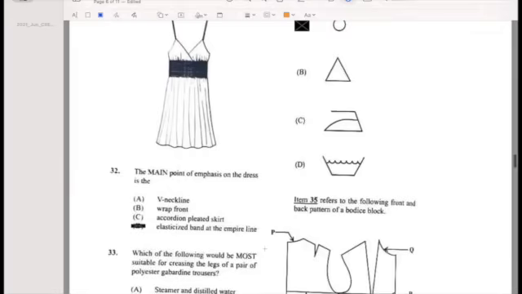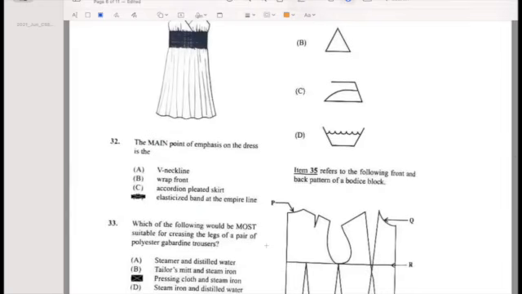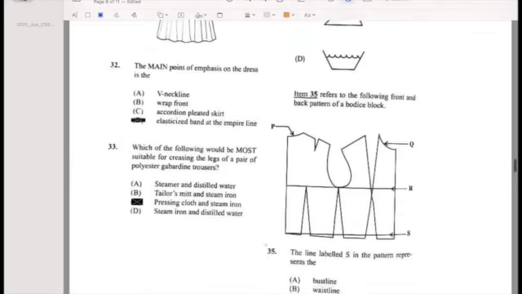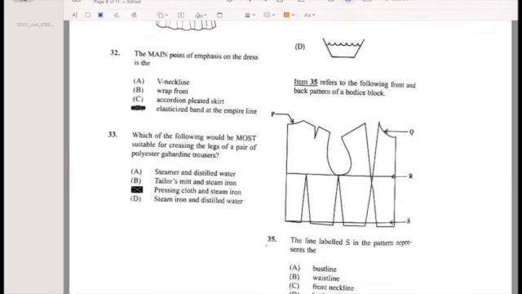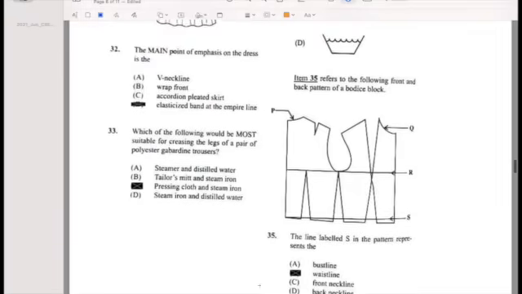All right, 35, which refer item 35 refer to the following front and back pattern of a bodice. And they gave us an image and they say to label S. What do you think S is for number 35? And that will be the waistline right here. S will be the waistline. So let's try and highlight B.